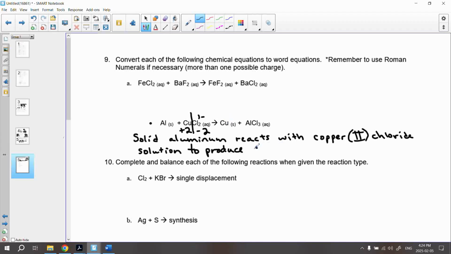solid copper, and all you need to say is and for this plus sign. And here again, another ionic compound. Aluminum's a metal, chlorine's a nonmetal. Aluminum does not need a Roman numeral. Aluminum chloride solution.